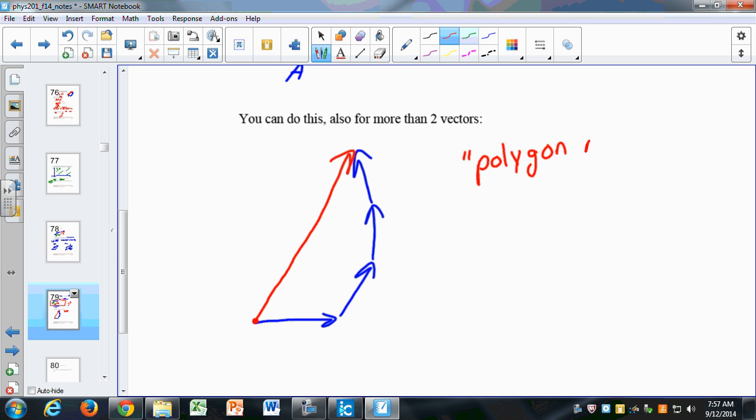But it's the same as the triangular method. It's the same as tail to tip. They're all the same, but they just have different names.